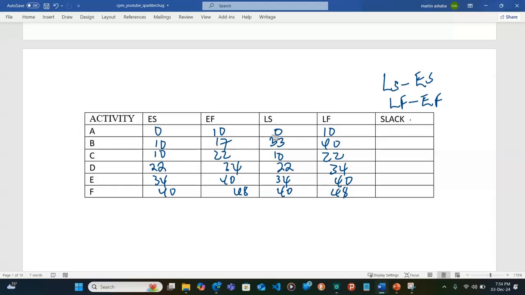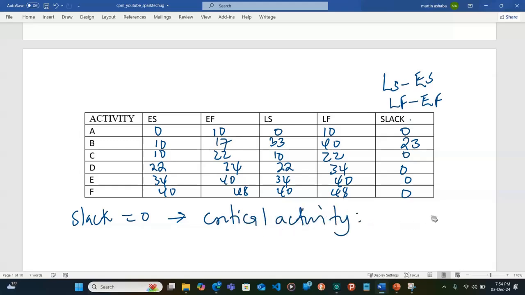So if I make subtraction here, I get 0 here. If I get subtraction for this and that, I'll have 23. 33 minus 10. So then for activity C, this is 10, this is 0. And for D, 22, this is 0. 34 minus 34, this is 0. 40 minus 40, I get 0. So meaning slack, where slack is equal to 0, that is a critical activity.